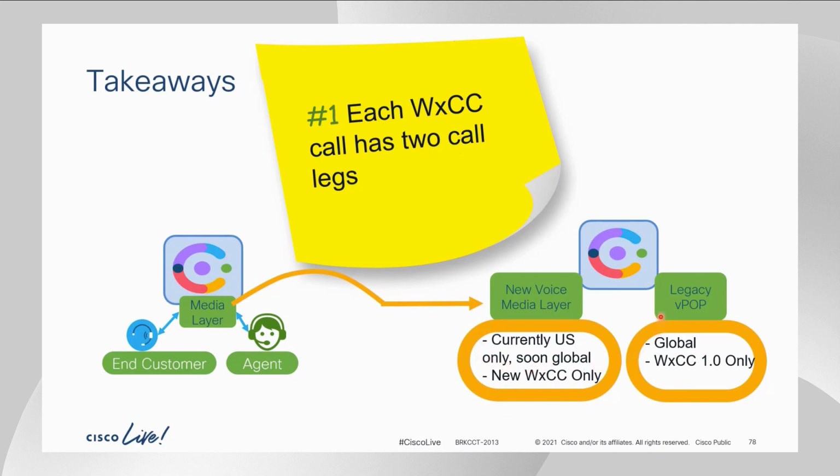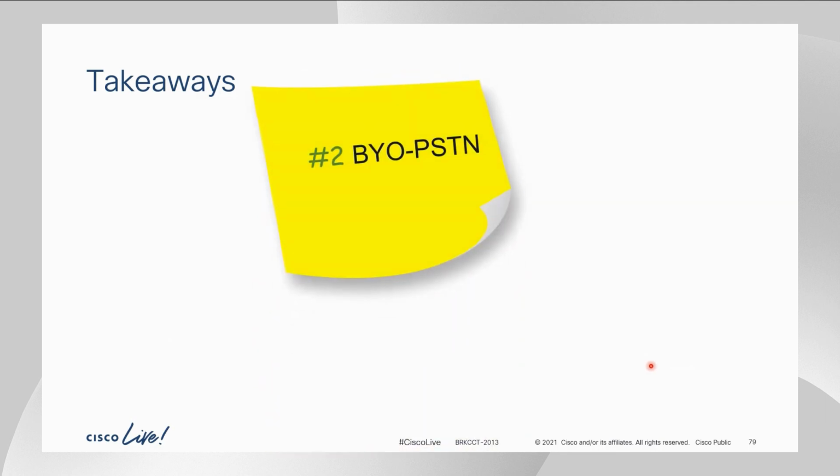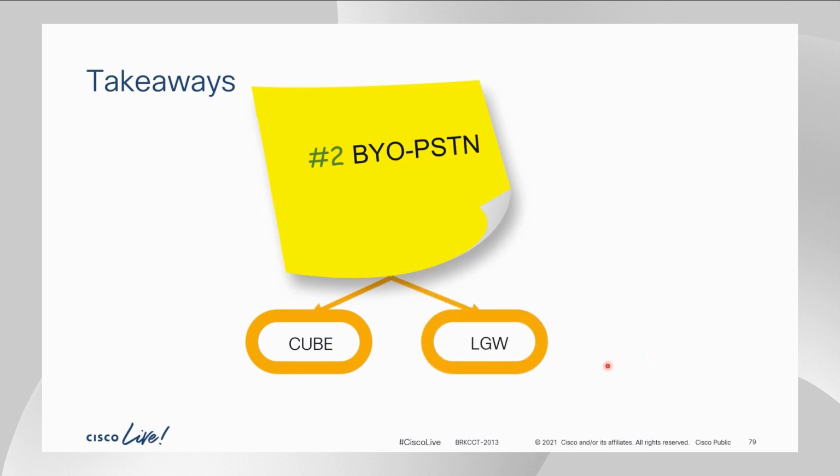Or you have the second option of the legacy VPOP, which is still available globally, and that is referred to as Webex Contact Center 1.0. The second takeaway is if you want to utilize your own PSTN, you have 2 options, either to go with a Cube or local gateway. Cube to the VPOP bridge, again that will be your Webex Contact Center 2.0, the new voice media layer, or to the legacy VPOP, which is Webex Contact Center 1.0. Local gateway means the solution has to have Webex Calling deployed.